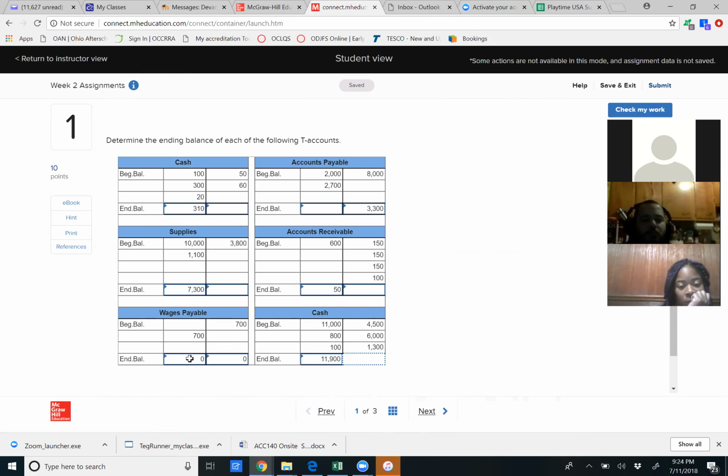The other side is 11,800. So which side should I put it on? And what dollar amount should I put there?